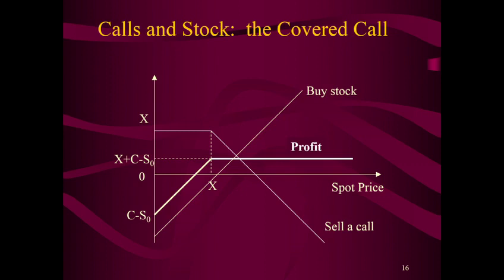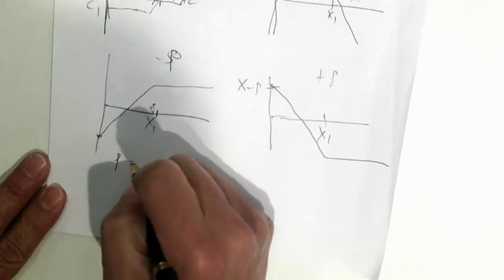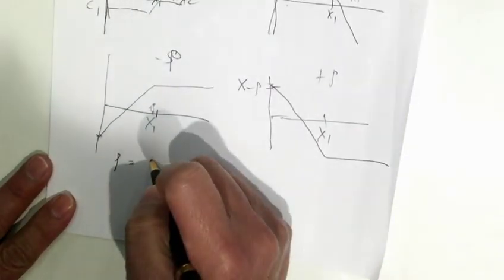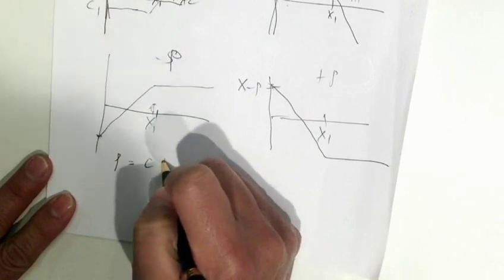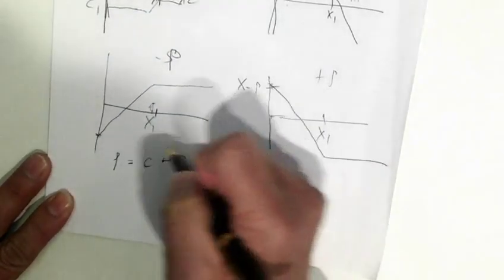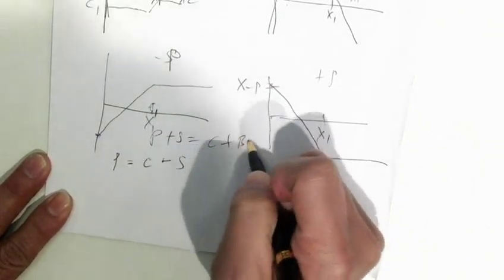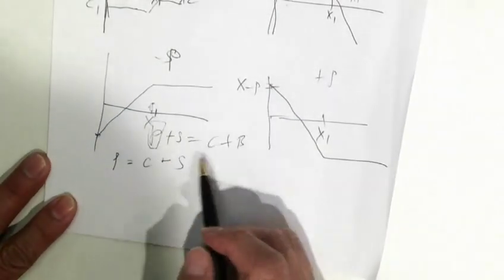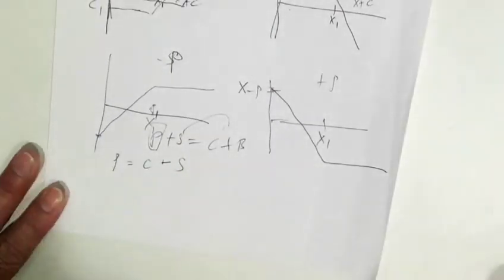Maybe we should have a midterm test, then everybody will remember. Somebody said something here? Okay, put plus stock equals call plus bond, right? I'll write it down for you. So put equals call minus stock. Put plus stock equals call plus bond, so if you only want put, you bring this over to this side: call minus stock.